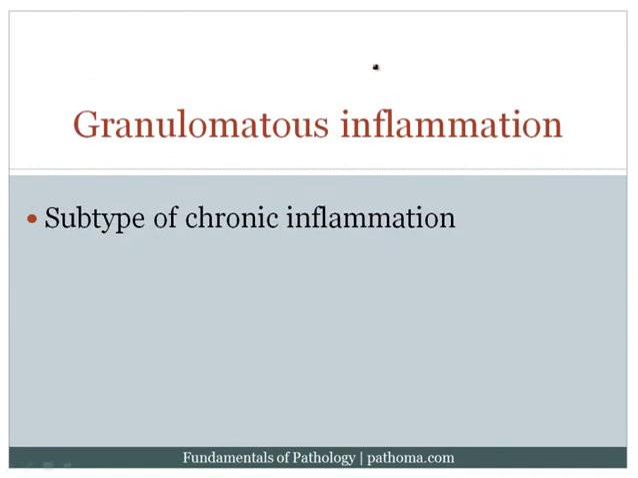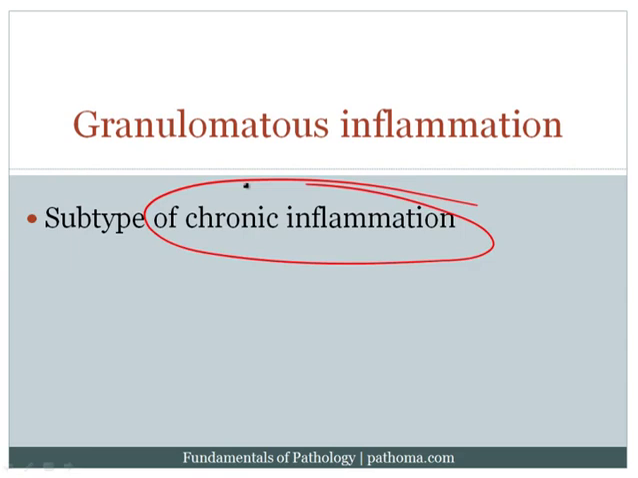Okay, next sub-discussion, and that is granulomatous inflammation. Now, when you talk about chronic inflammation, why don't we take a step back? When you talk about inflammation, inflammation is divided into acute and chronic. And then chronic inflammation is subdivided into granulomatous and non-granulomatous. So granulomatous inflammation is a subtype of chronic inflammation.